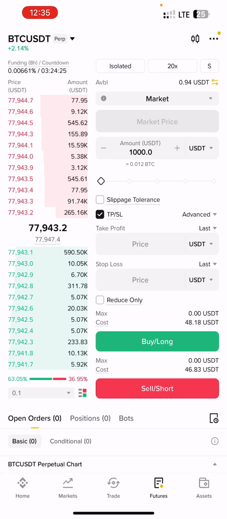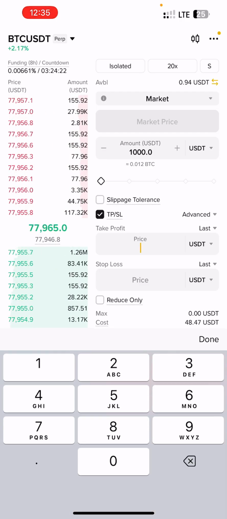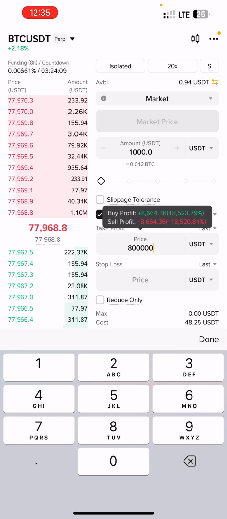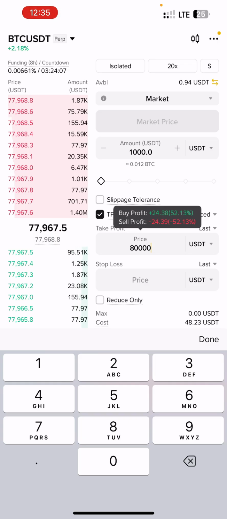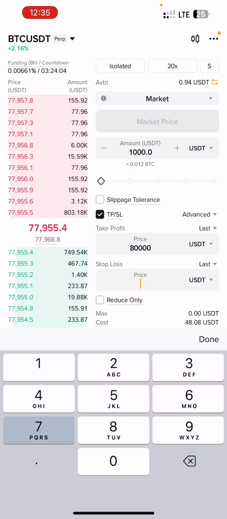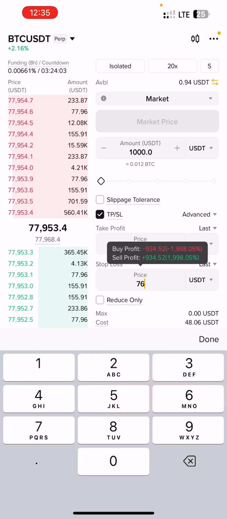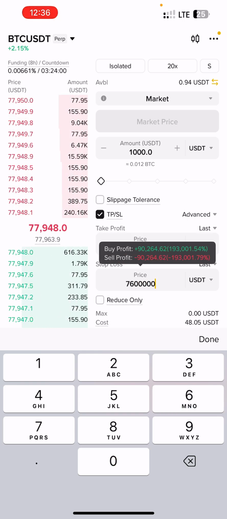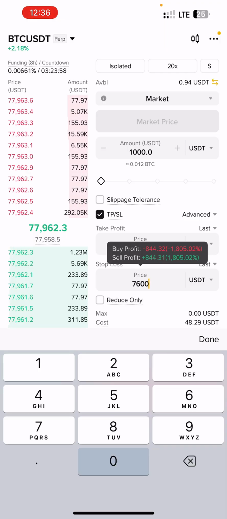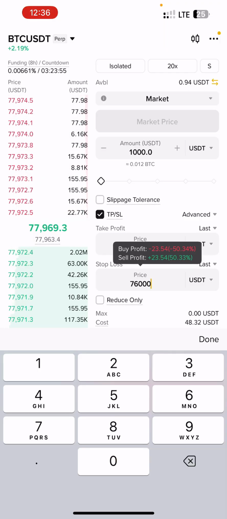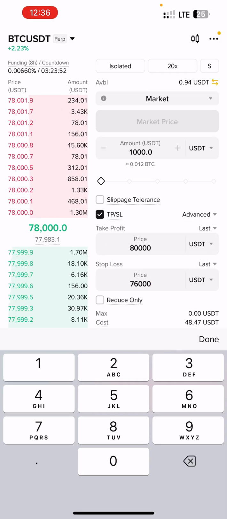So I'm opening a position using a 20,000 account, and I will put in my take profit. Let's say the market price is 77,975. My take profit, let's say, is 80,000, and my stop loss is 76,000. You can see everything here, so it's telling me that this is it now.